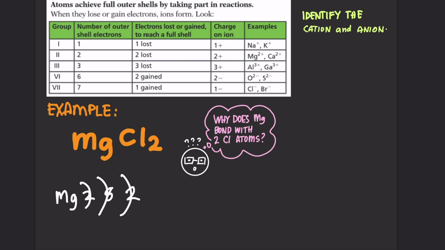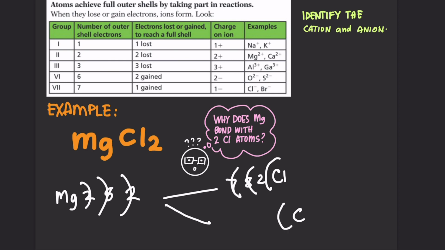If magnesium can give 2, then that means it needs to bond with 2 chlorine atoms, okay? Because chlorine has 2, 8, and 7. And then the other chlorine has 2, 8, and 7. So what's happening here? One of these will go here, and the other one will go to the other chlorine atom. That's why magnesium chloride is 1 magnesium atom bonded with 2 chlorine atoms.